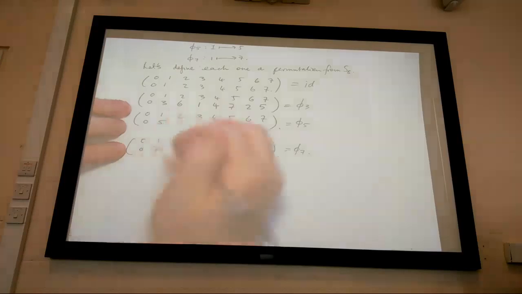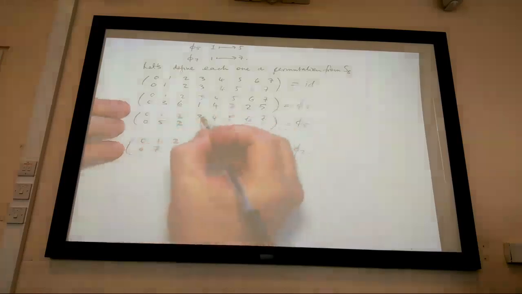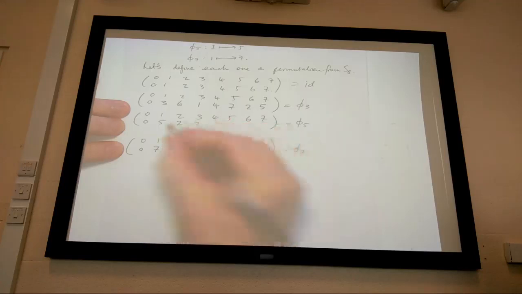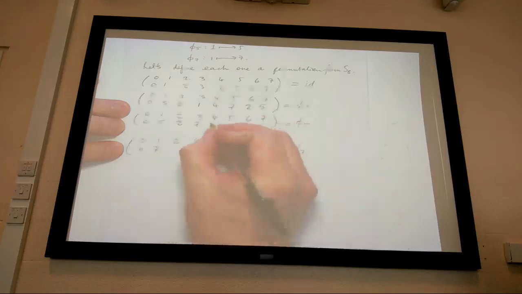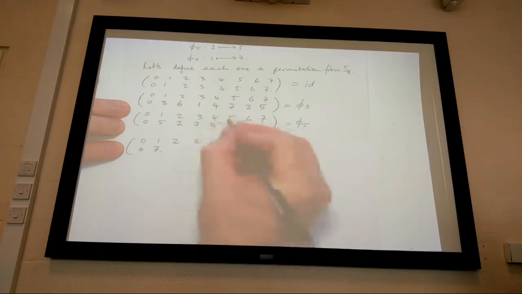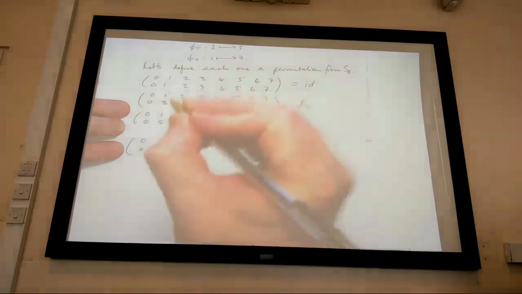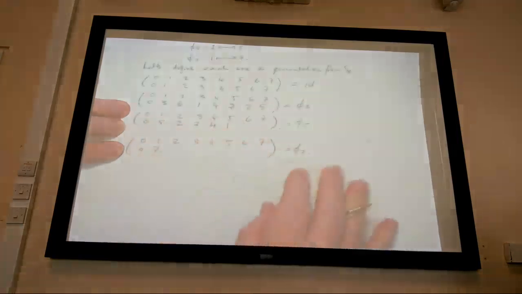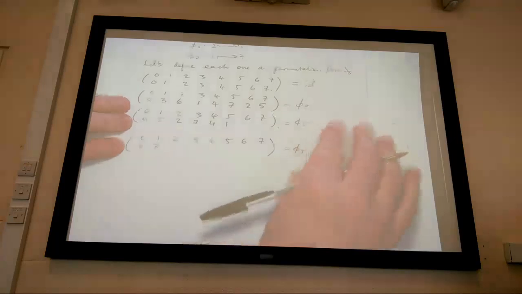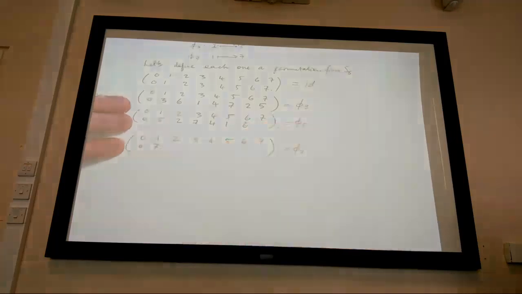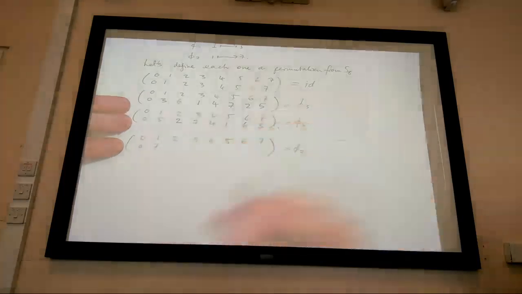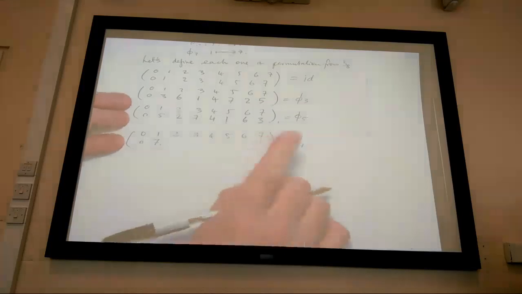So this one is 2 times 5, which is 10, which is 2. 3 times 5, which is 15, which is 7. 4 times 5, which is 20, which is 4 mod 8. 5 times 5, which is 25, which is 1. 6 times 5, which is 30, which is 6. And 7 times 5, which is 35, which has to be 3. Lastly, this one.